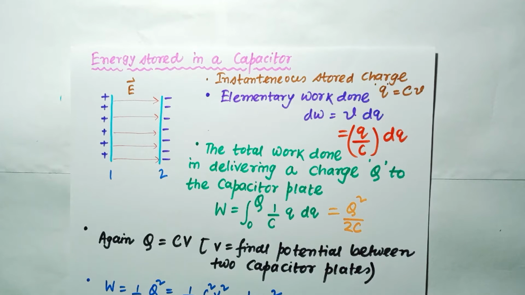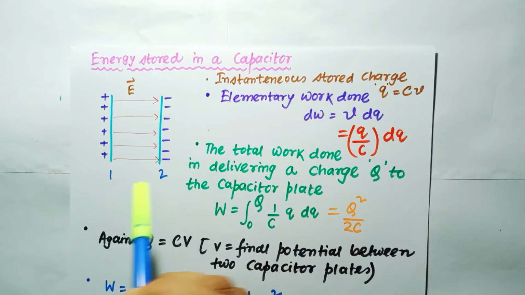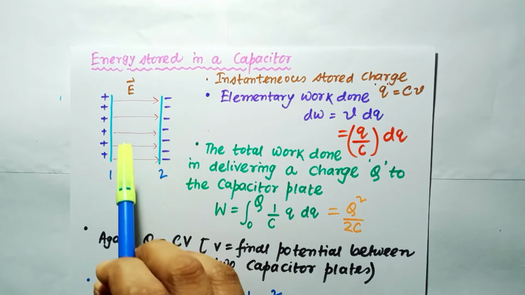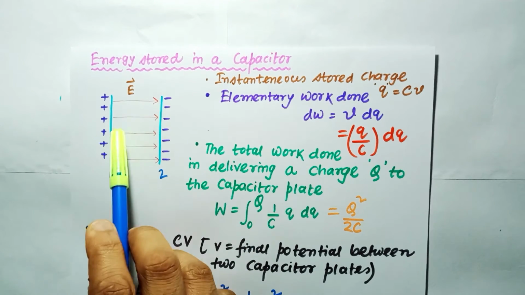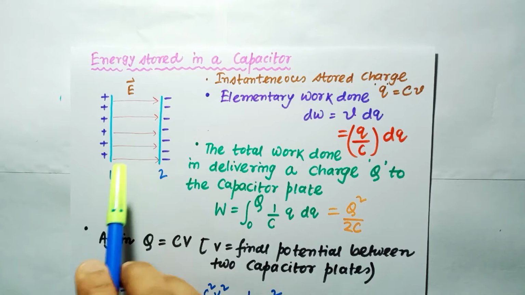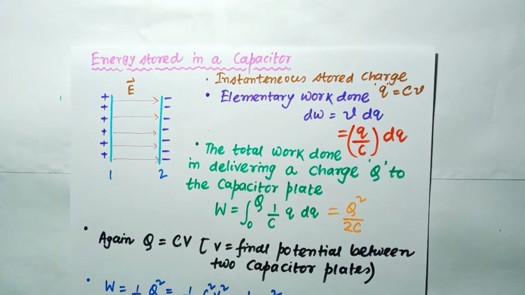So, the energy stored in a capacitor. From the figure you can see there are two capacitor plates placed in parallel, 1 and 2, and there is a charge accumulated on the surface of the plates. Here it is positive charge, and this plate is negatively charged. So this is the direction of the electric field. The energy stored in a capacitor is nothing but the electrical potential energy, and it is related to the voltage and the charge on the capacitor.